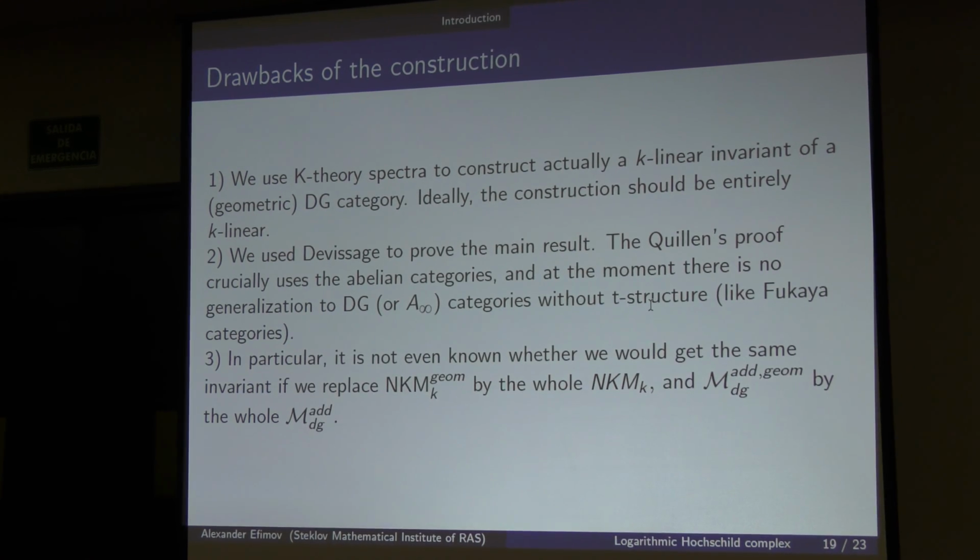So at least it's not known at the moment whether we will get the same. So these are some serious drawbacks of the construction, but still we obtained the logarithmic Hochschild complex using only the dg categories, so without any choice of compactification and so on.